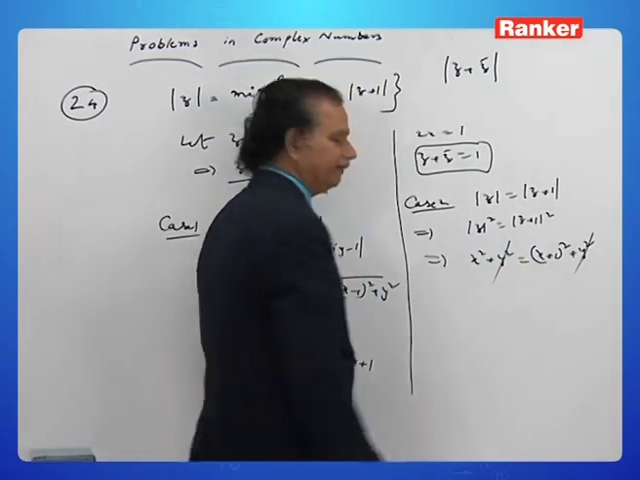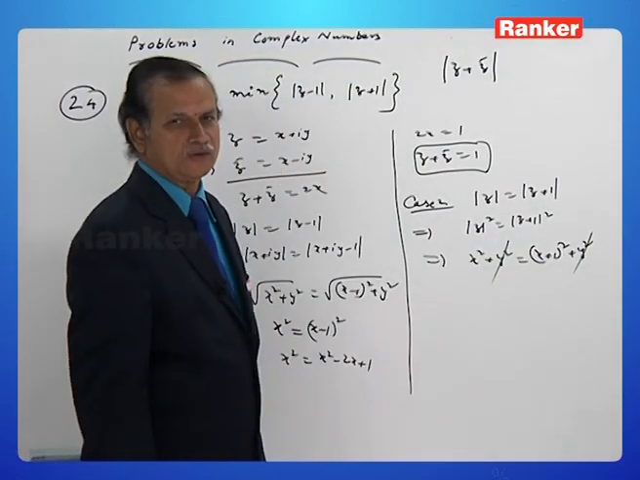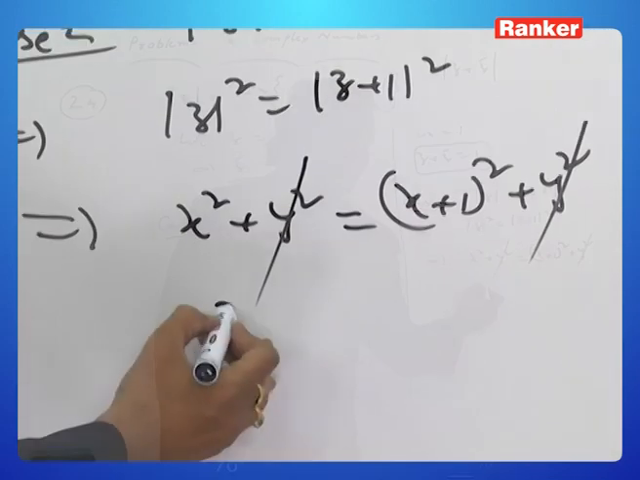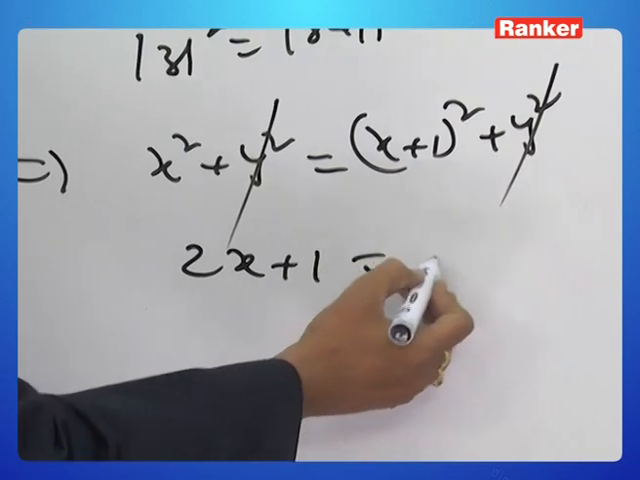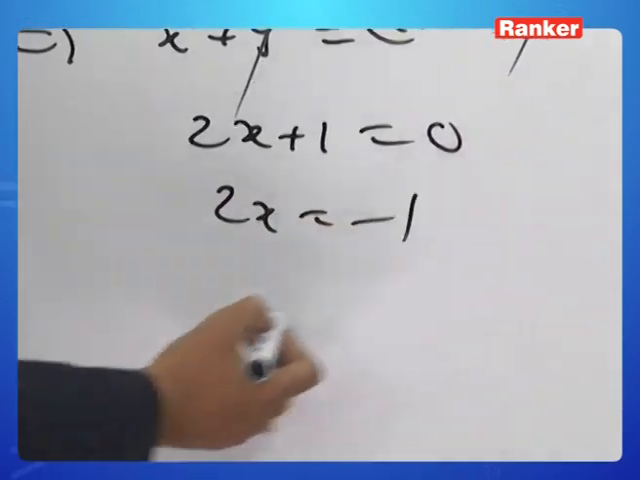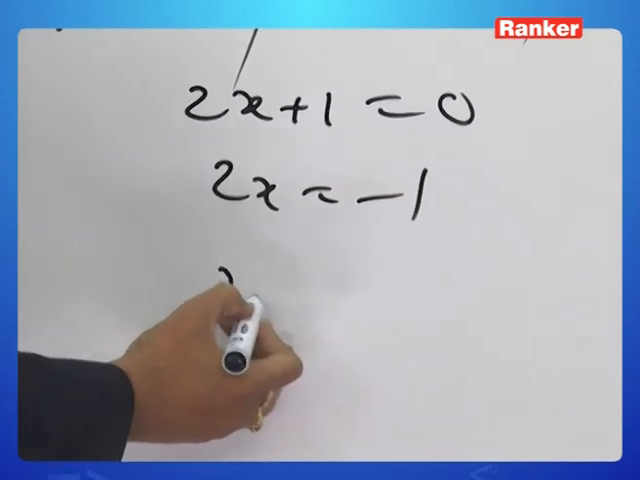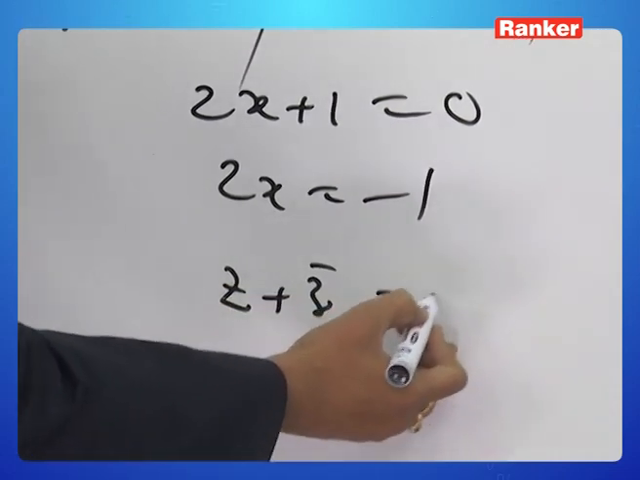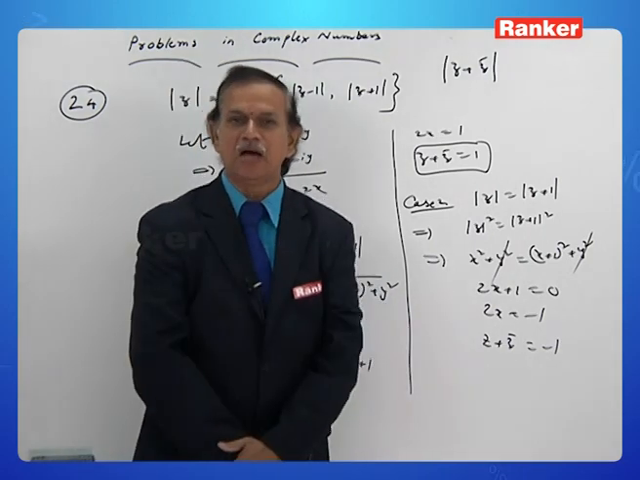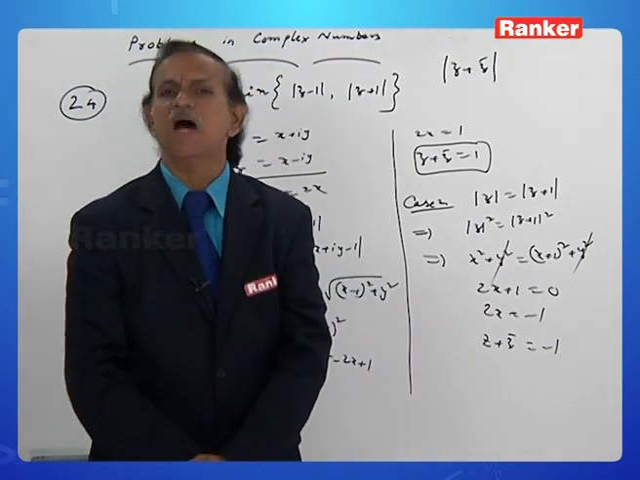Y square will go away. X plus 1 square is equal to x square. X square also can be cancelled, so that you will be having 2x plus 1 is equal to 0. That is 2x is equal to minus 1. What is 2x actually? Z plus z bar is equal to minus 1. What is mod z plus z bar? Modulus of minus 1. It is 1.